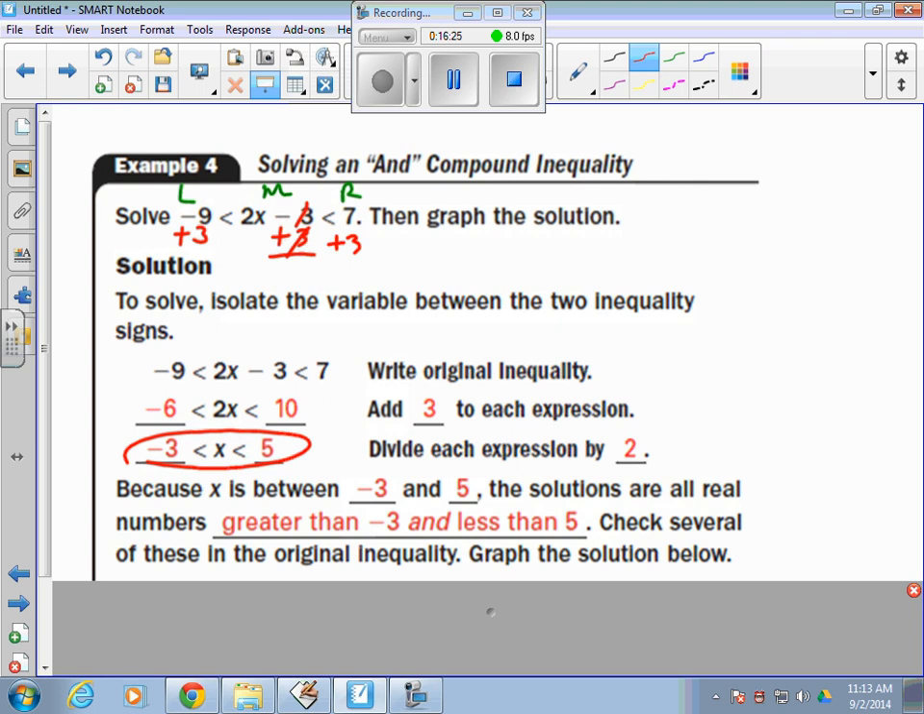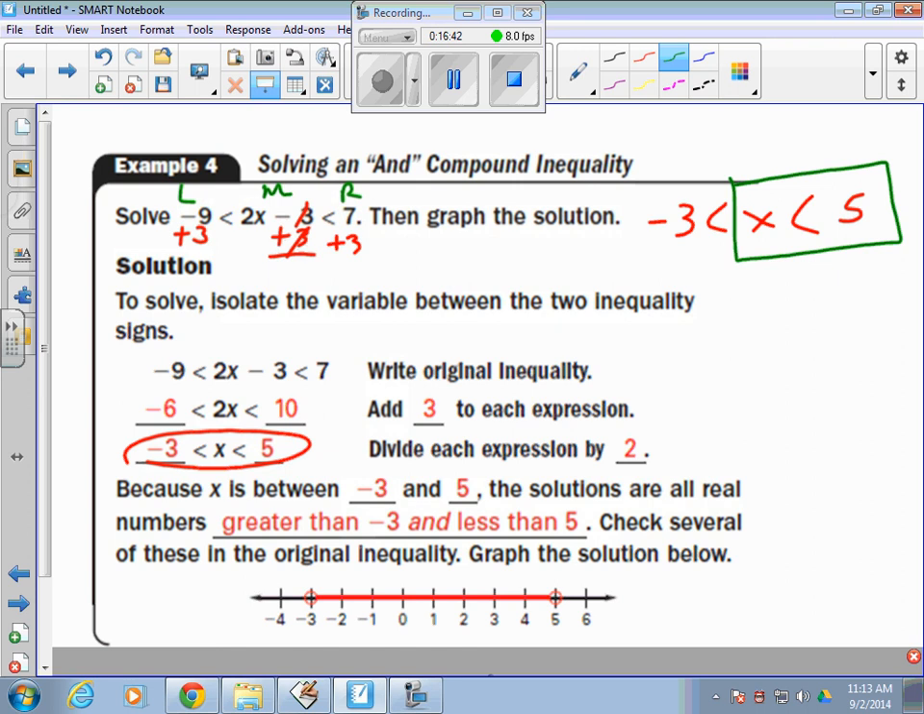Now, where that comes in, when you have to read this inequality, negative 3 is less than x is less than 5. You have to read it from the variable. So this part of the inequality is easy for everybody to graph. X is less than 5. So when you're looking at this, you would say less than 5 and you'd say everything that way.